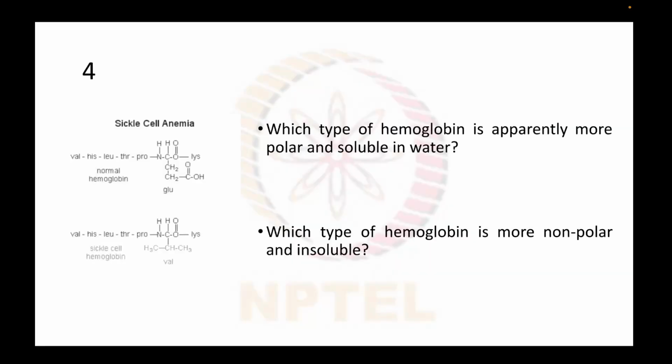So given a condition of sickle cell anemia includes mutation to valine. So in this scenario, which type of hemoglobin is apparently more polar and insoluble in water?